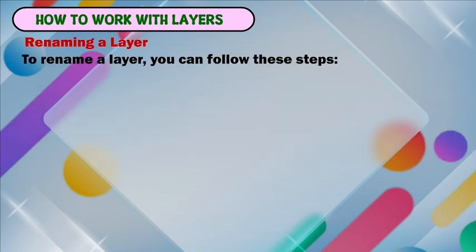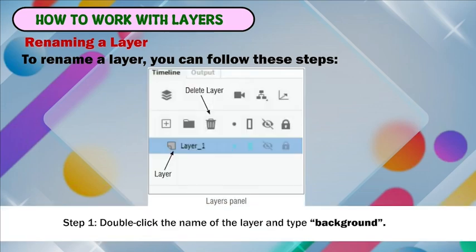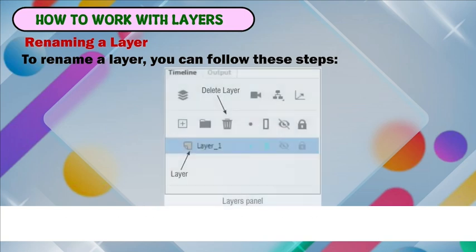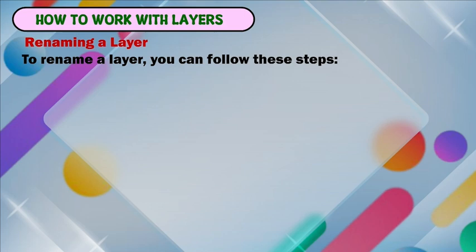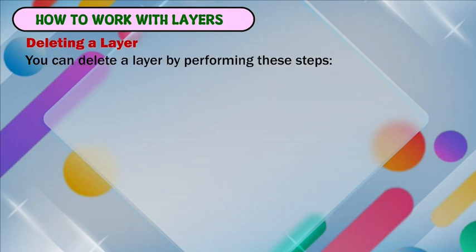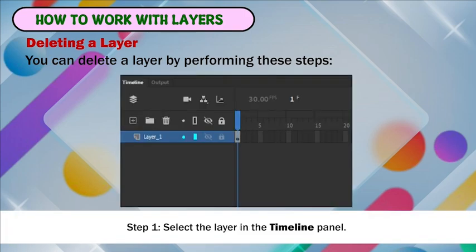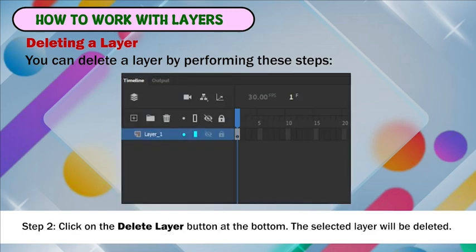Renaming a layer. To rename a layer, you can follow these steps. Step 1. Double-click the name of the layer and type background. Step 2. Click outside the name box to save the new name. Deleting a layer. You can delete a layer by performing these steps. Step 1. Select the layer in the Timeline panel. Step 2. Click on the Delete Layer button at the bottom. The selected layer will be deleted.